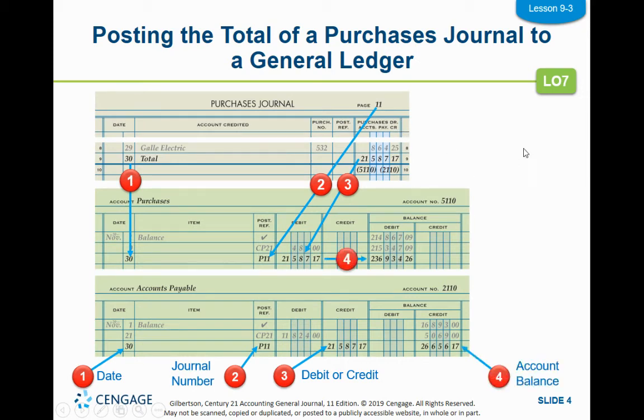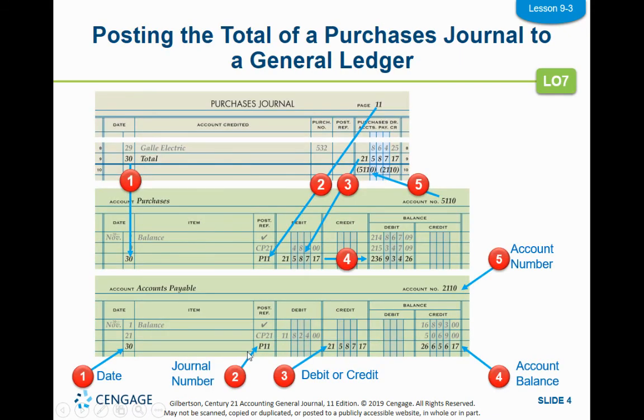Then you figure your new balances. Purchases has a normal debit balance. Debit transaction, you add to get your new total. Accounts payable has a credit balance and a credit transaction, so you add to get that new total. Then you're going to come underneath the column total in the purchases journal, and in parentheses, you're going to put the two account numbers, because that tells us that we posted this to purchases and to accounts payable. Again, that last step is so important because that tells us that that has been posted.